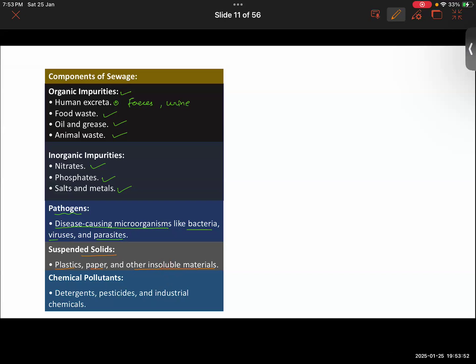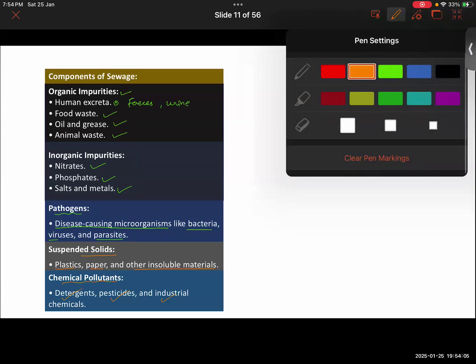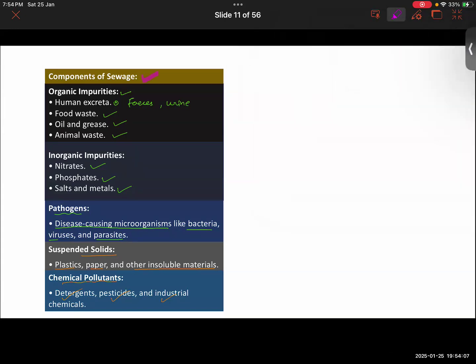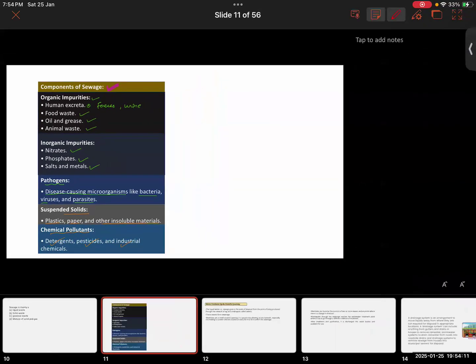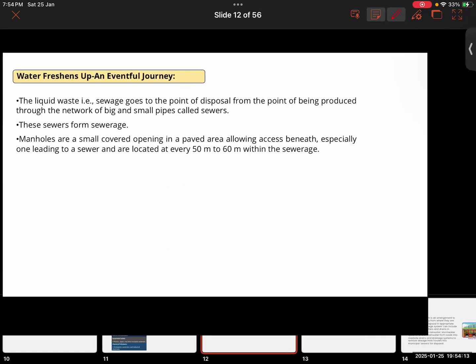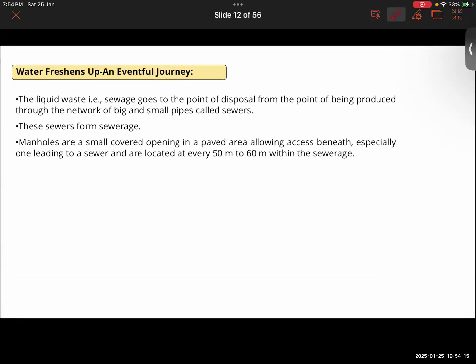Further, we have different kinds of chemical pollutants also, chemical waste like detergents, pesticides, and chemicals from the industries also. So these are the different components. Hope you have understood this. Sir. Okay, only you have joined the class today. Yes, sir. Okay.